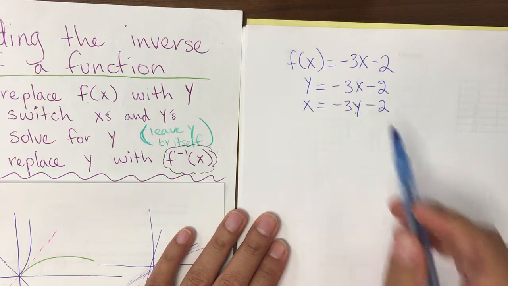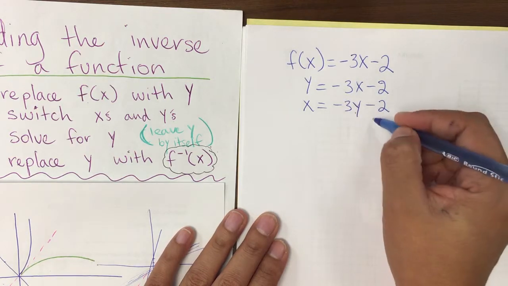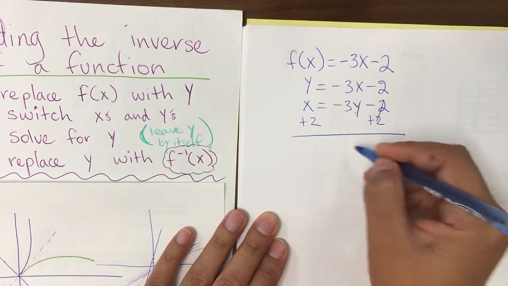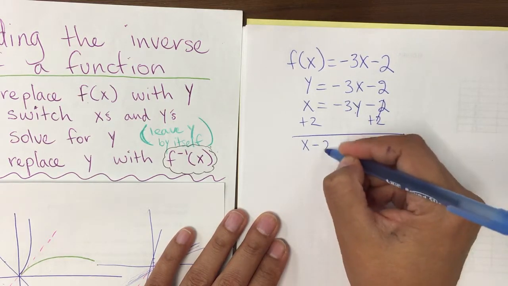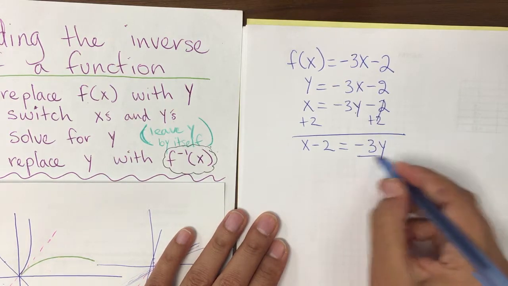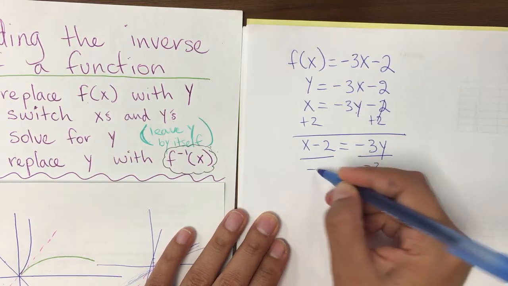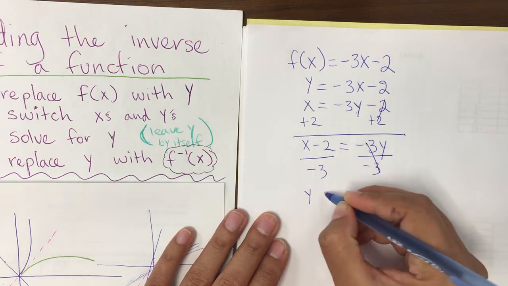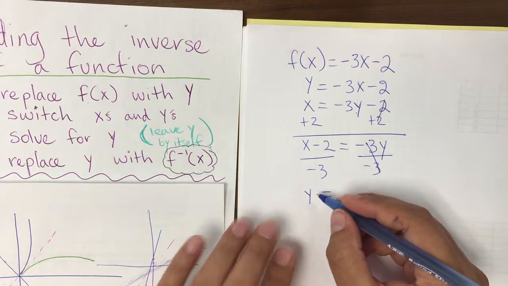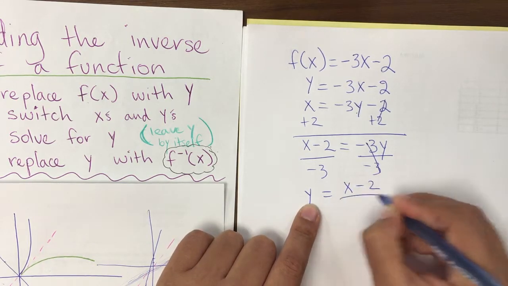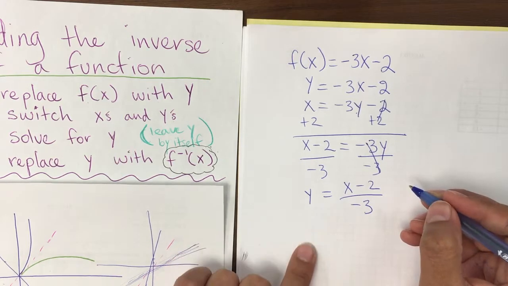I'm going to solve for y by canceling. So if I'm subtracting 2, the opposite is adding 2. So I have x minus 2 is equal to negative 3y. I'm going to divide by negative 3. And so my y, notice how I'm switching it already, my y is equal to x minus 2 over negative 3.